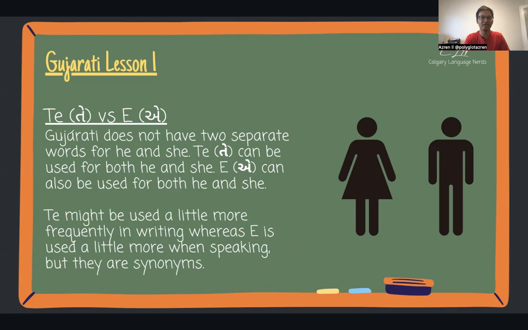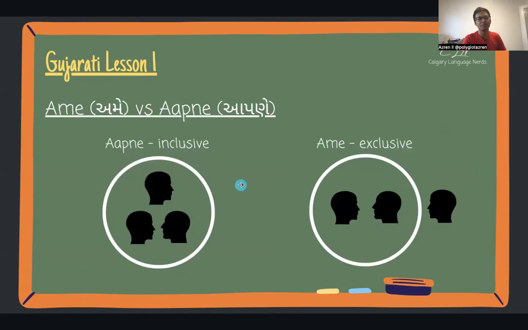Okay, moving on. We have two words for we. This is the word for we in Gujarati. We have two of them. We have apne and ame. Apne is inclusive, ame is exclusive.